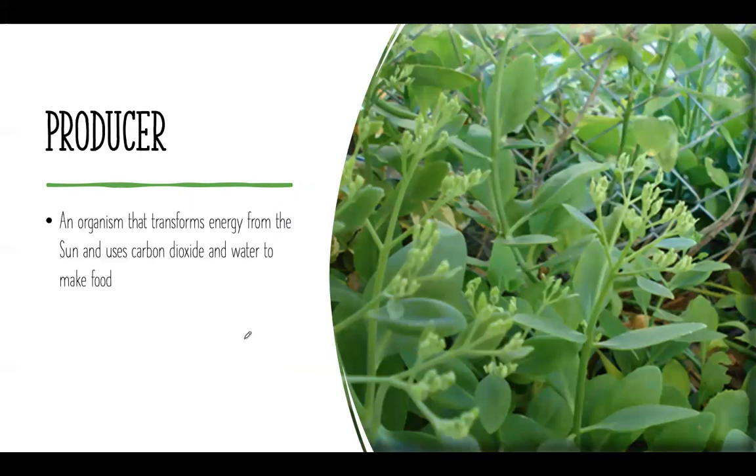Producer. A producer is an organism that transforms energy from the sun and uses carbon dioxide and water to make food. Plants are producers, and there are actually a lot of types of producers, but the most basic one is that plants get their energy from the sun and use it to make food. That's why we call them producers, okay? They have to use carbon dioxide and water to make food.